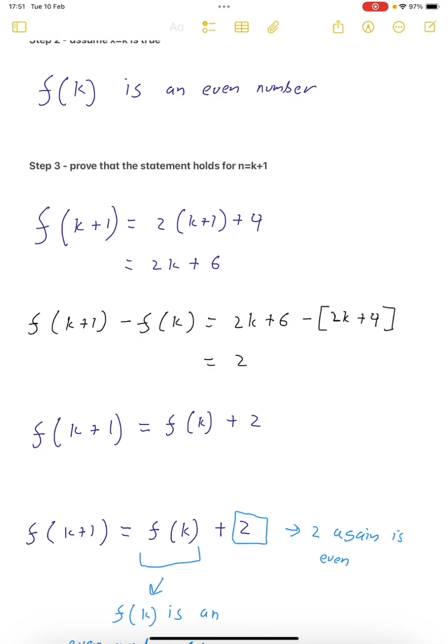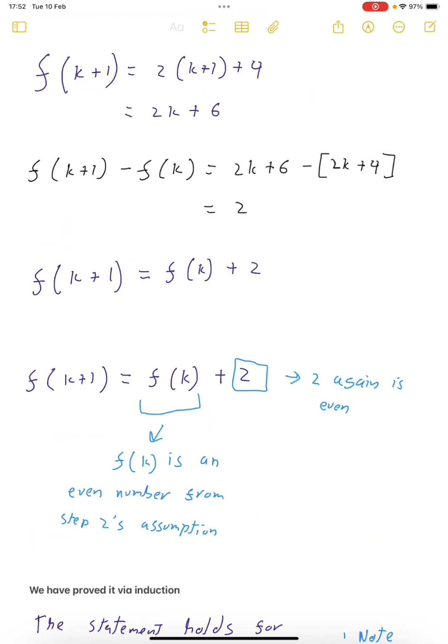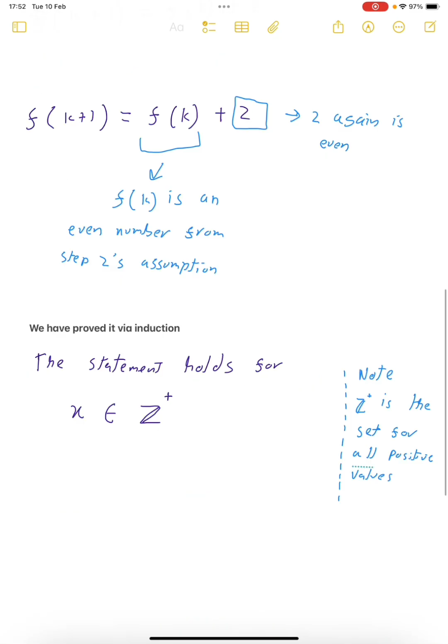So if we put in f(k+1), it becomes 2k plus 6. Now, if we look at the difference between the two functions, f(k+1) and f(k), we can simply subtract them and we get 2. Now, f(k+1) is simply f(k) plus 2, the difference. Now, f(k) is divisible by 2 from step 2's assumption, and the remainder, again, is an even number, hence we can take out a 2. Now that we have proved it, the statement holds for all positive values of x. This symbol here is simply the set for all positive values.